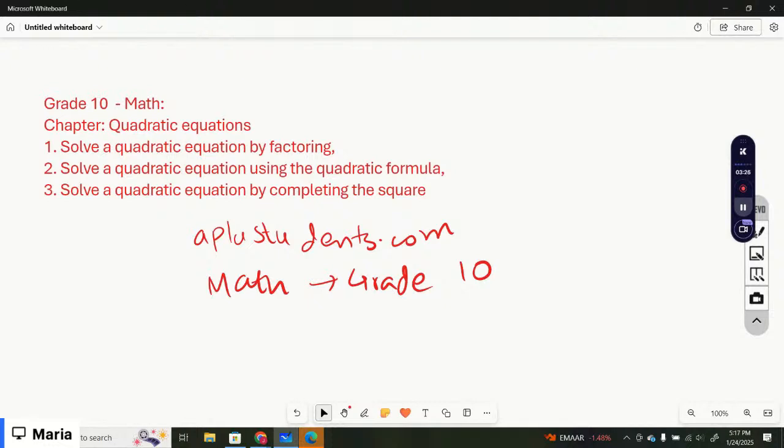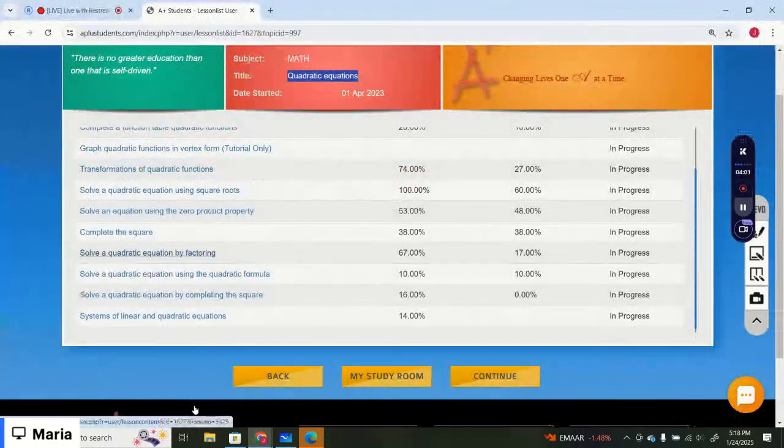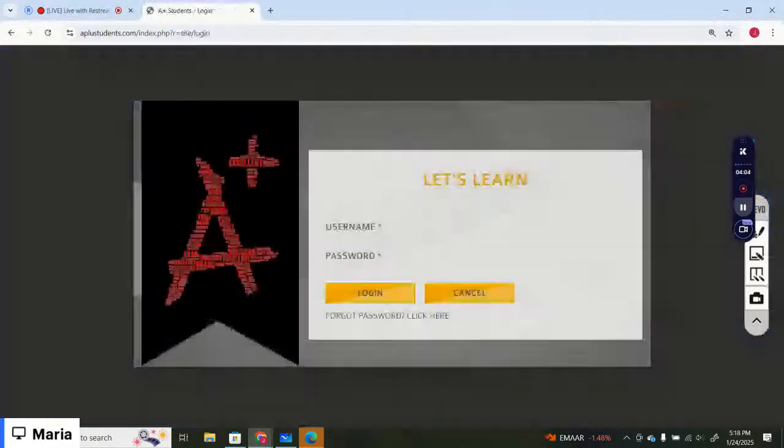We're going to start with the chapter quadratic equations. The lessons we're going to cover today are solve a quadratic equation by factoring, solve a quadratic equation by quadratic formula, solve a quadratic equation by completing the square. So here I'm on grade 10 math. Let's just start with the lesson, that is solve a quadratic equation by factoring.